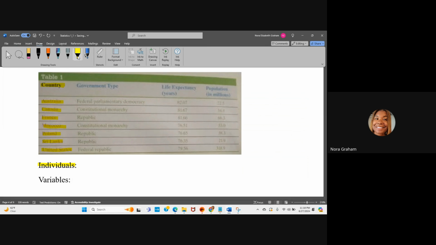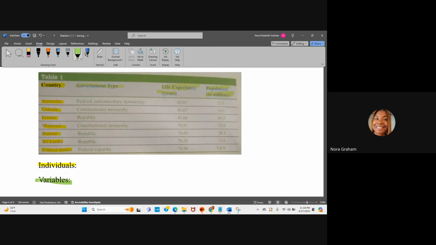So these are the characteristics of my individuals that I'm measuring. I'll do it in green. They have this one set up very nicely, so we don't really have to hunt to see what our individuals are. My variables are just going to be the characteristics of my individuals. The characteristics I'm looking at here, my variables, are government type, life expectancy, and population. Those are all the variables of this table, or my data set.